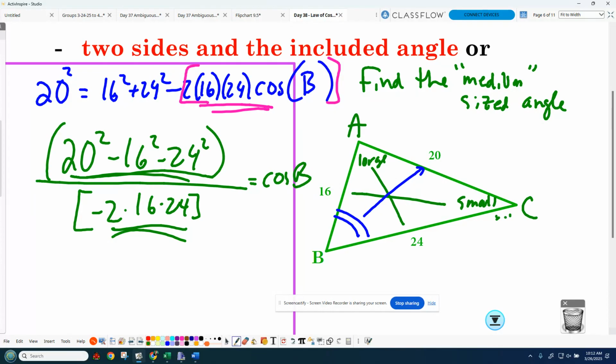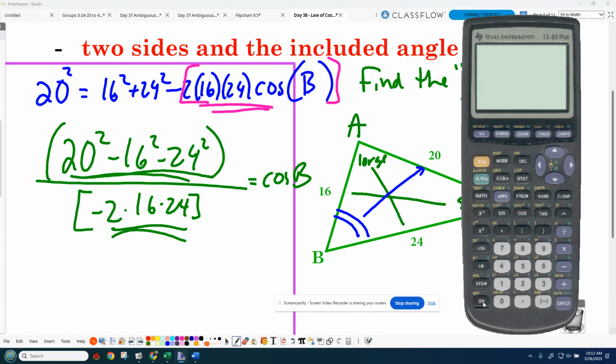Okay, so, let me type it in. So I'm gonna do parentheses, 20 squared minus 256 minus 476. Close the parentheses, divide by -2 times 16 times 24. And I agree that I get 0.5625.